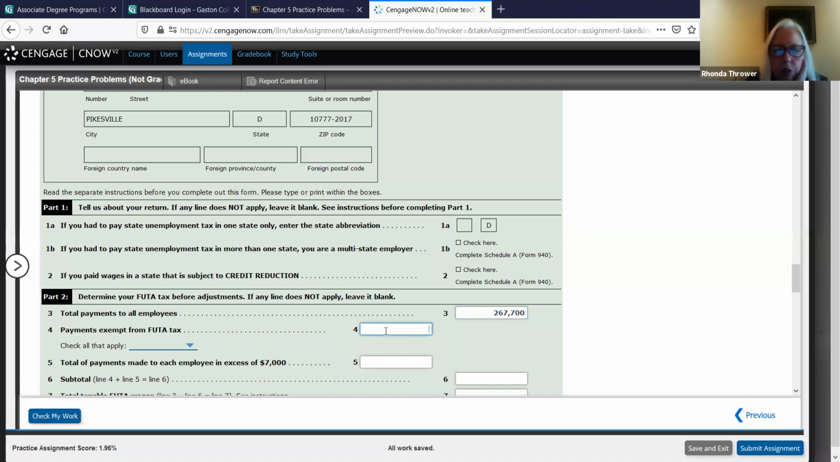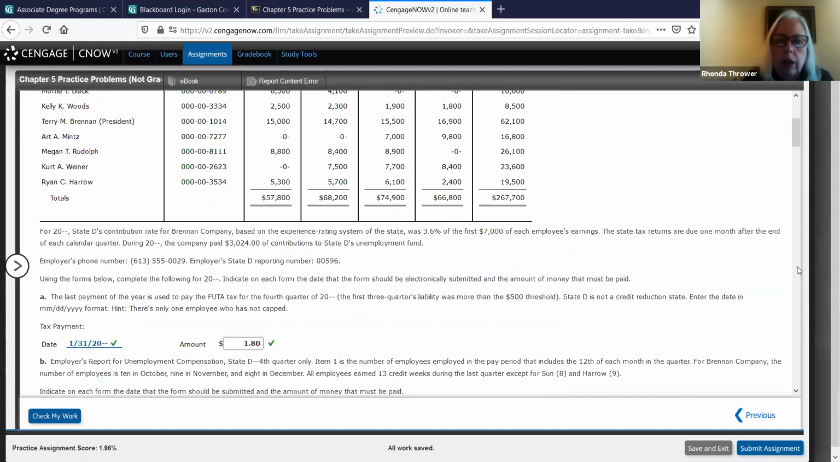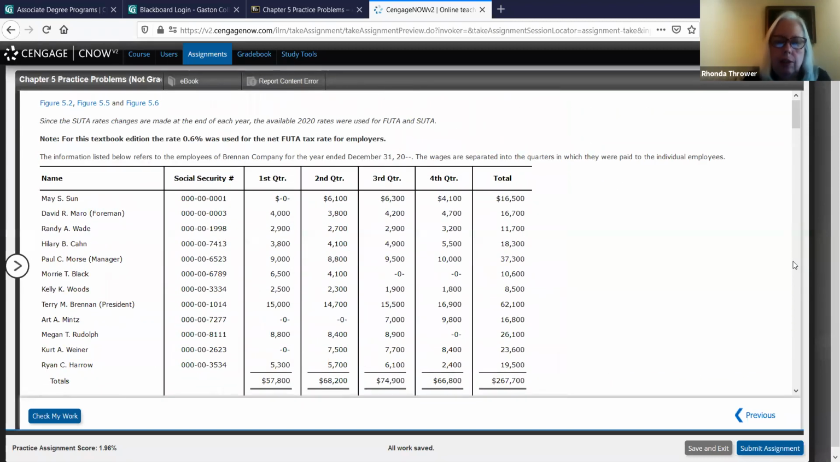And then you have to figure out the payments exempt from FUTA taxes. And this was kind of complicated, class, I thought. So what I had to do is make a spreadsheet to try to keep myself straight. So what I did is I copied into the spreadsheet this information right here. And so I'm going to stop sharing this with you for just a minute, and I will show you my spreadsheet. I'm going to do a new share. Let me try to do it like this.